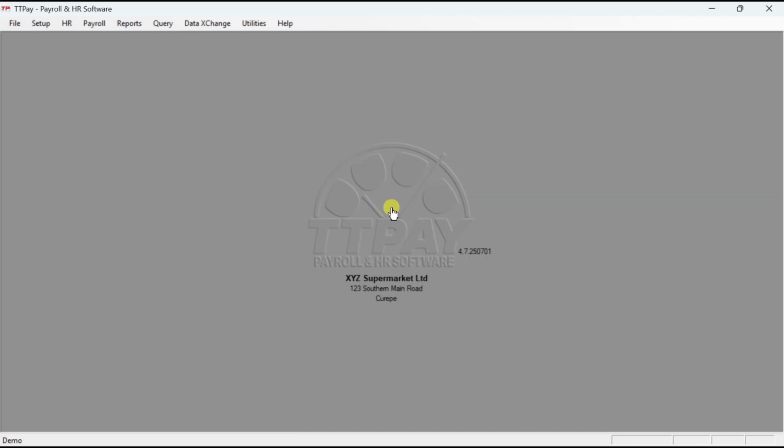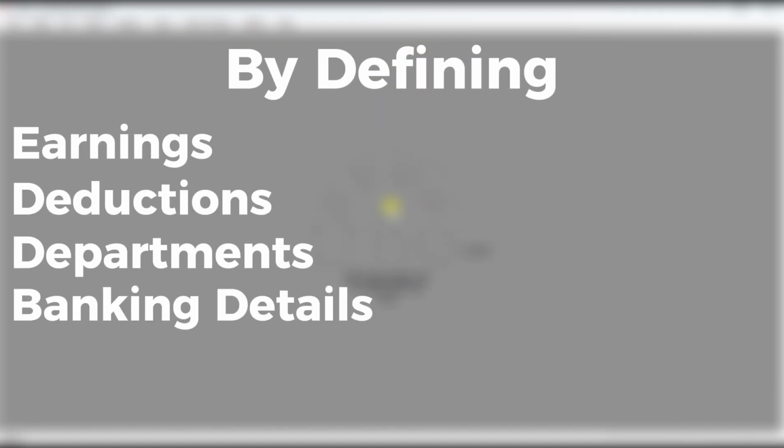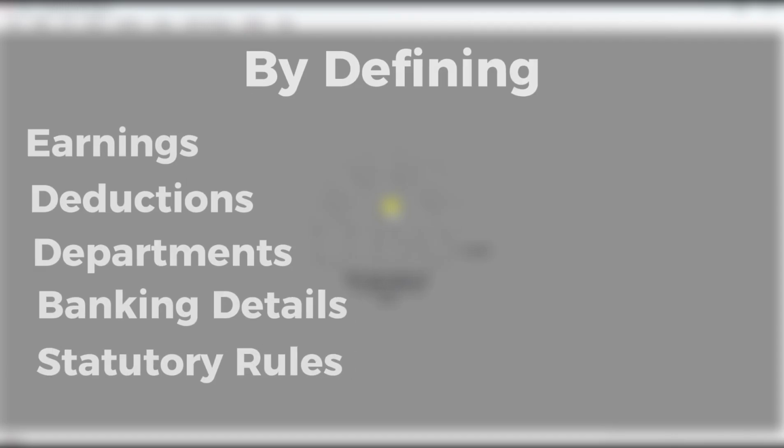These configuration tables form the foundation of TTPay's reliability. By defining earnings, deductions, departments, banking details, and statutory rules upfront, your organization ensures accurate and consistent payroll every pay cycle.